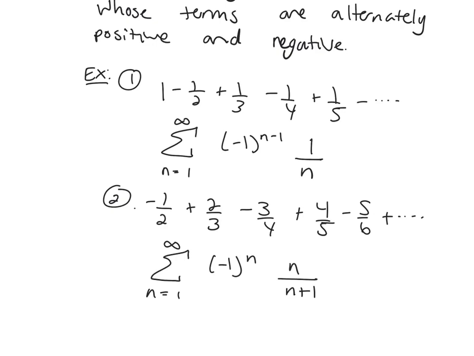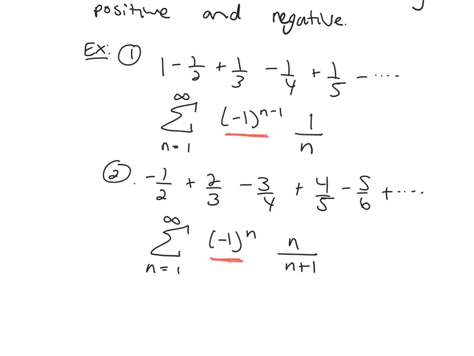So both of these are alternating series, but if you look at the first one, it starts by being positive, and the second one starts by being negative. So that difference is what's making the -1 to the n minus 1 and -1 to the n be different. It depends on if I start with a positive term or a negative term, okay? But in either case, I always have -1 to this power, either n minus 1 or n, for an alternating series.